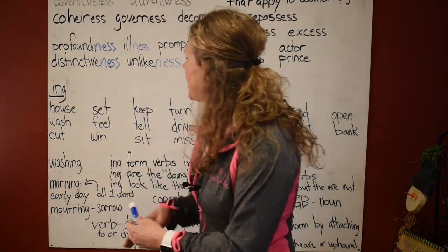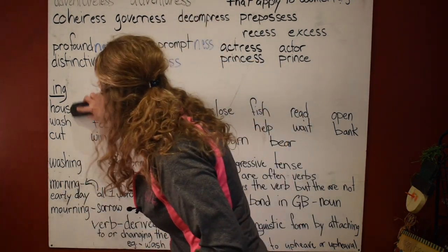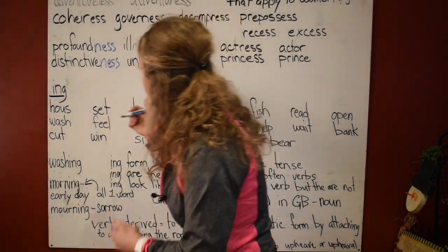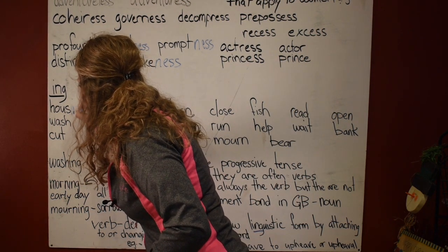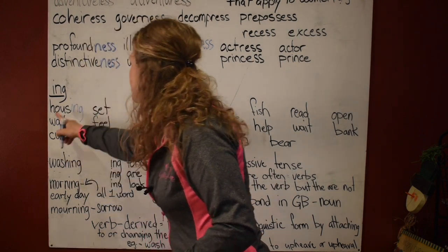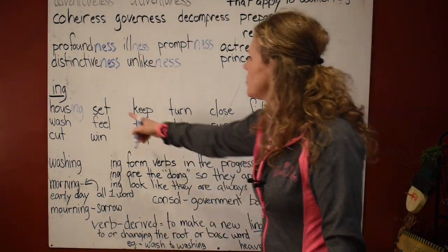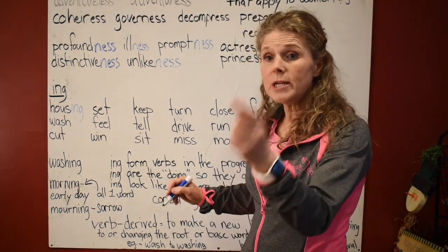We're going to add on ING to house. So we want to drop the E, right, and add on our I-N-G. And this says housing. So what do we need to do for this word? You need to double it.